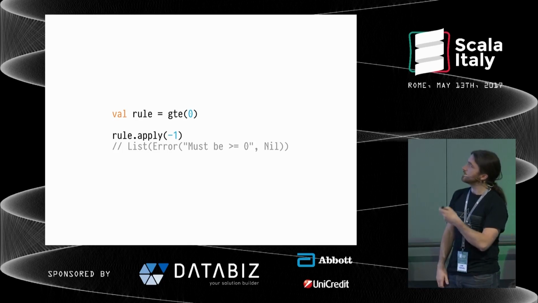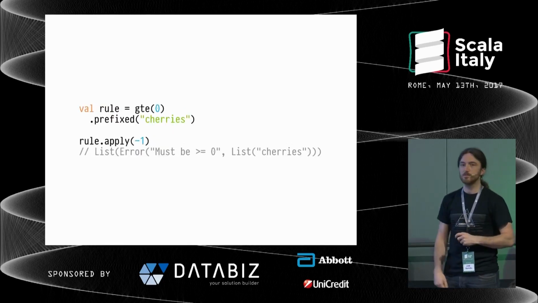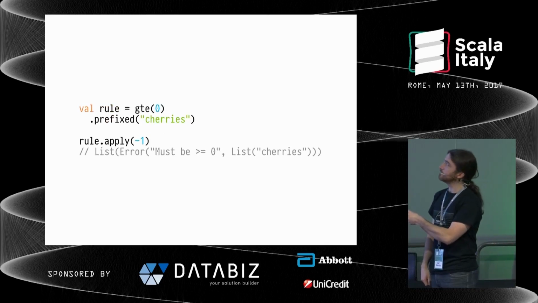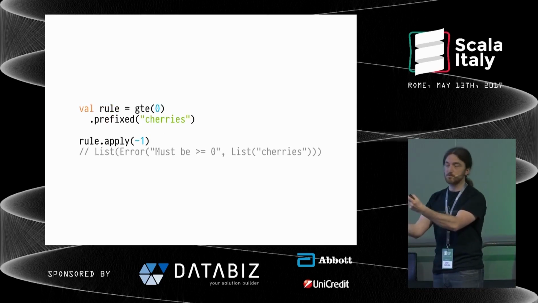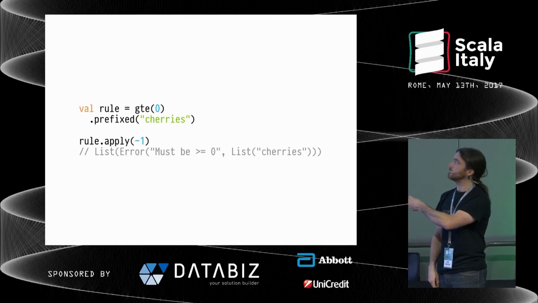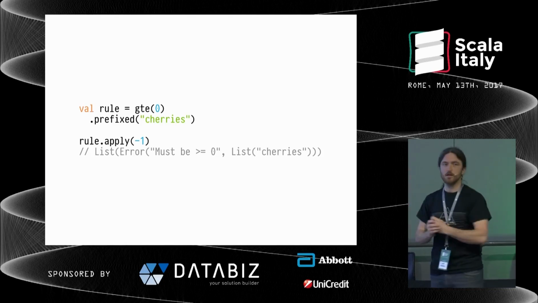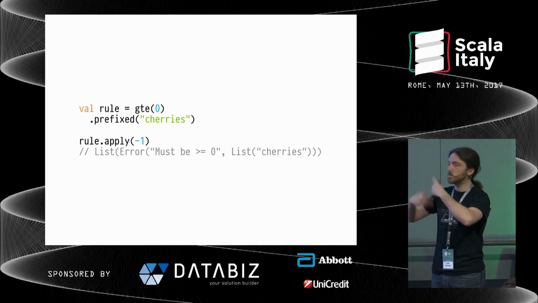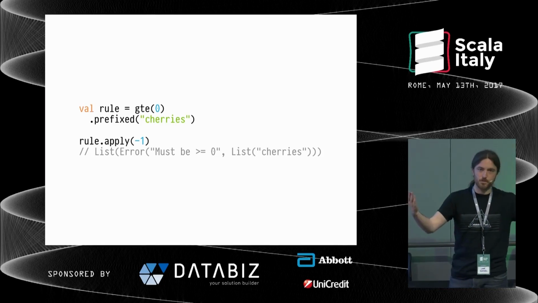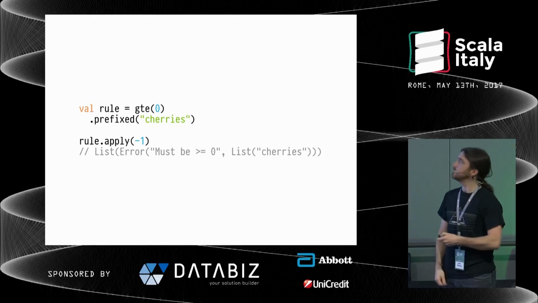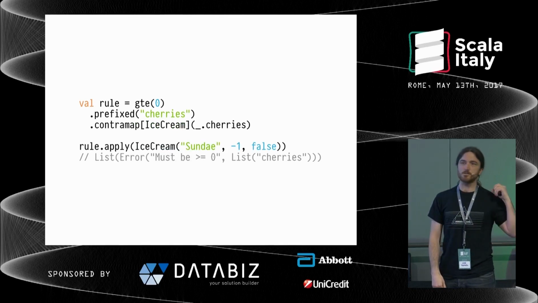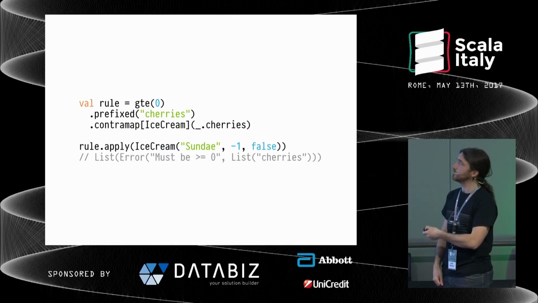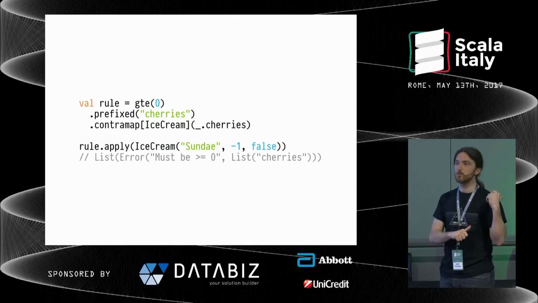What I can do though is call this prefixed method on a rule to take the rule that doesn't give us field names and turn it into a rule that does give us field names. So it still does the same check, but if the rule fails, we get the field name on the result, and we can prefix and prefix and prefix and prefix. Okay? What we can also do is call this contramap method. For those of you who are not familiar with contramap, it's like map, but the other way around.